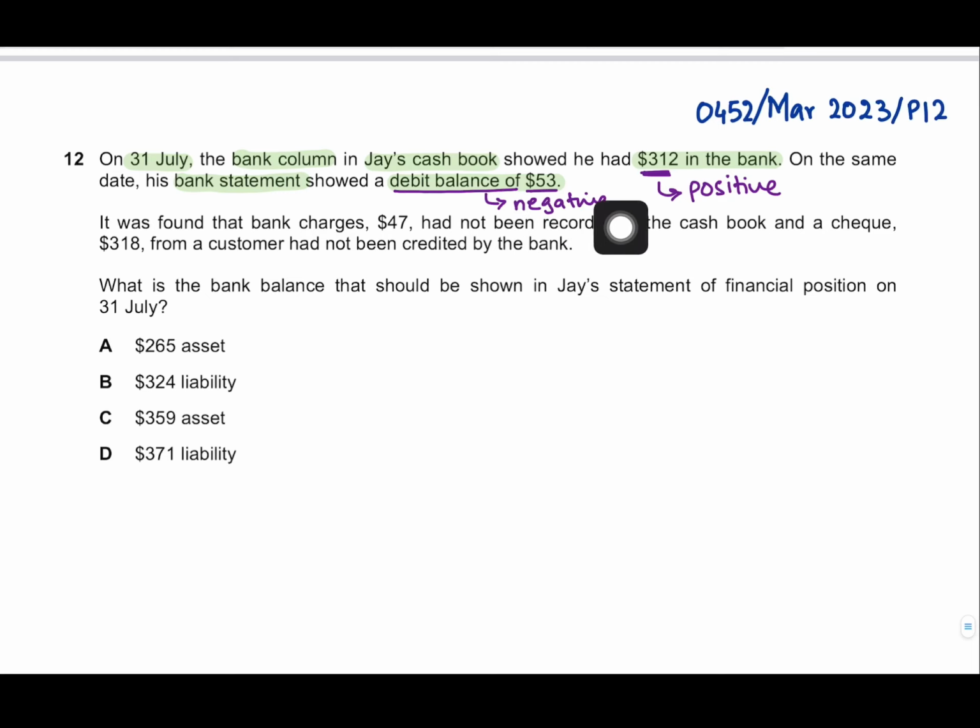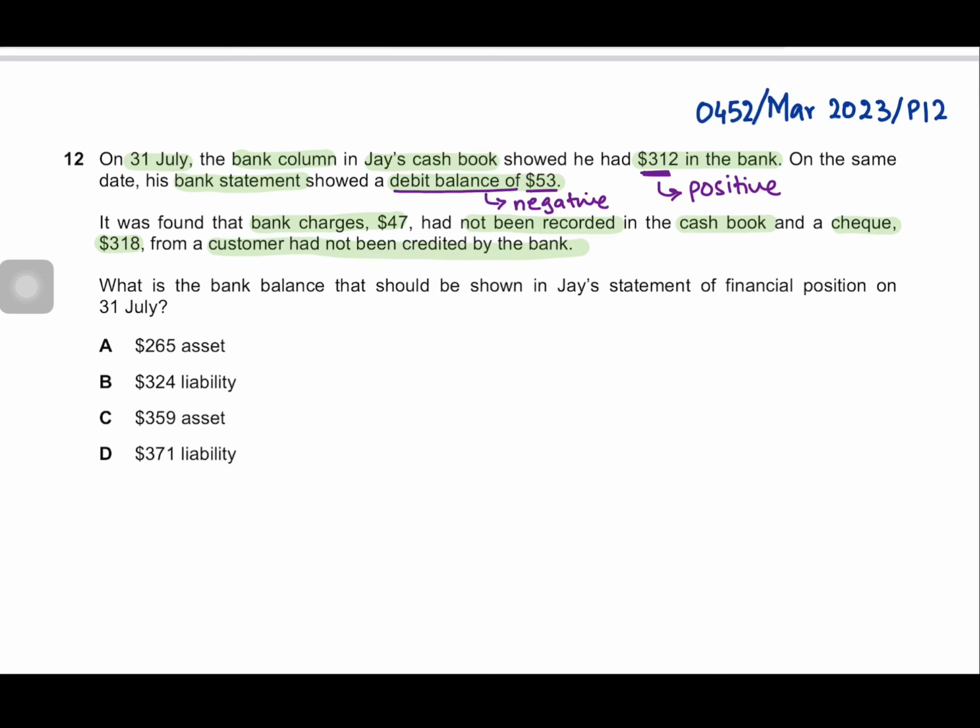Now it is important that we know the signs, because when we do the calculation, if we take the wrong signs, values will change the answer. Then the question says it was found that bank charges 47 had not been recorded in the cash book, and a check 318 from a customer had not been credited by the bank.